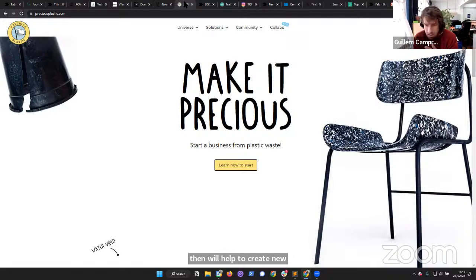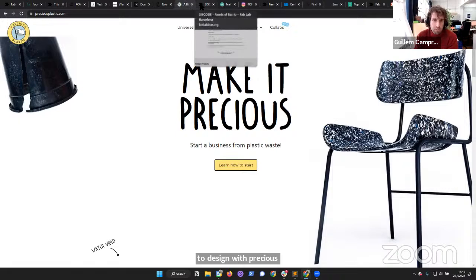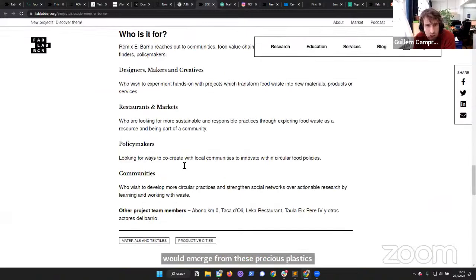Four or five years ago, we did the Precious Plastic Challenge that I think actually had a lot of impact in promoting the Precious Plastic Initiative, and in particular in supporting the emergence of new designs that help the world exemplify what was possible to design with precious plastics, which new objects, which new aesthetics would emerge from these precious plastics.